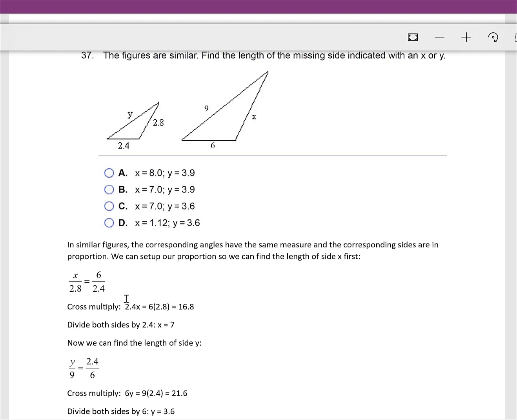Cross multiply, 2.4x equals 6 times 2.8, which is 16.8. Divide both sides by 2.4 and you get a measure on this of 7. And then for y, same thing, I'm going to set up my similar triangle. So y is to 9 as 2.4 is to 6. Cross multiply, divide, and you'll come up with y equal to 3.6. And so the correct answer here is C.